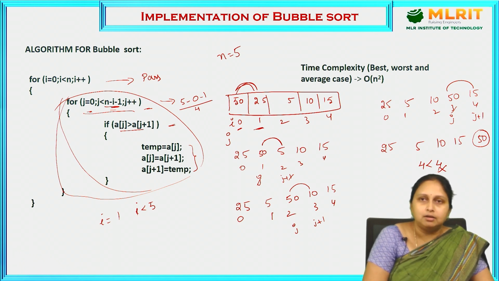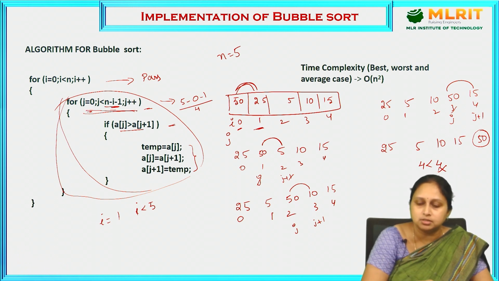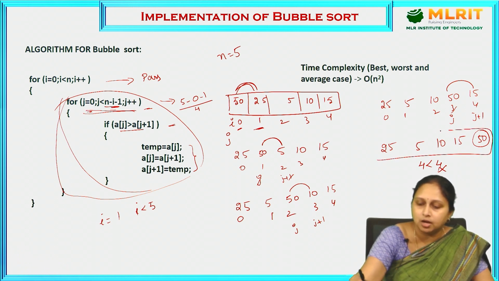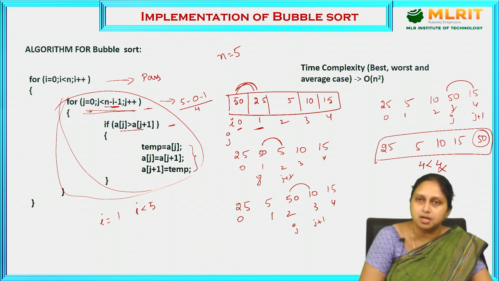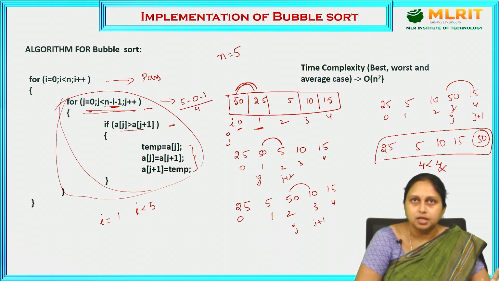Now, again it is going to start the same process based on this loop. J again starts from 0 onwards. That means whatever the list you have stopped here after the first pass, from here onwards it will start checking again the adjacent elements. This is the process that is going to be done in the bubble sort.